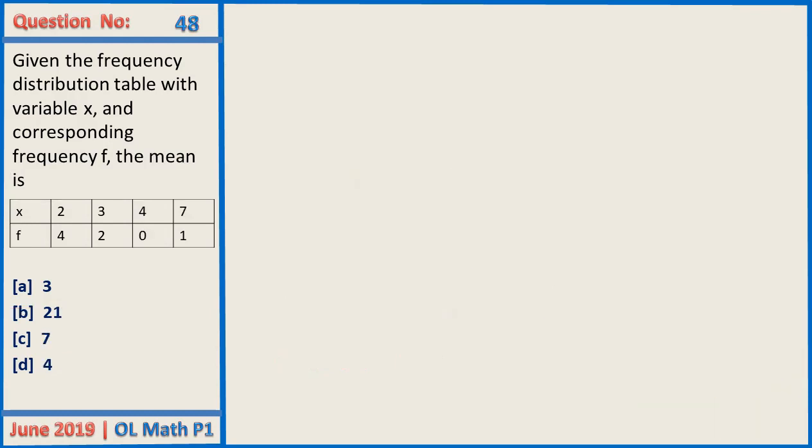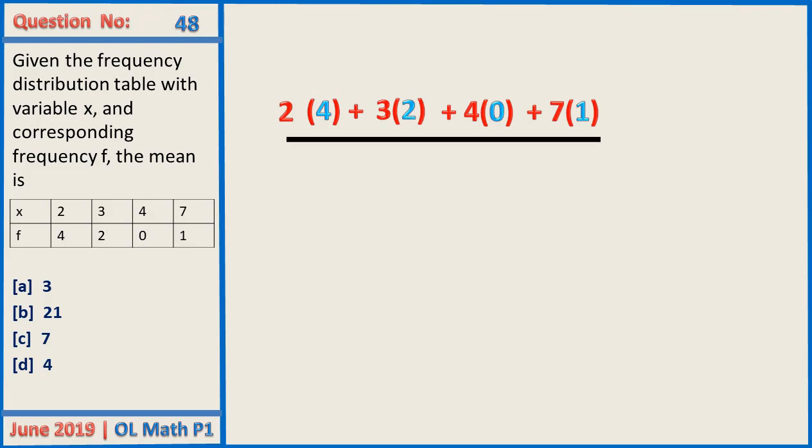Question 48. Given the frequency distribution table, the corresponding frequencies, the mean is given by, for an FDT, the sum of the scores divided by the total frequency. So here we have 2 times 4 plus 3 times 2 plus 4 times 0 plus 7 times 1 divided by the total frequency, which is 4 plus 2 plus 0 plus 1. That gives us 21 on 7, which is equal to 3. So the mean here is 3.